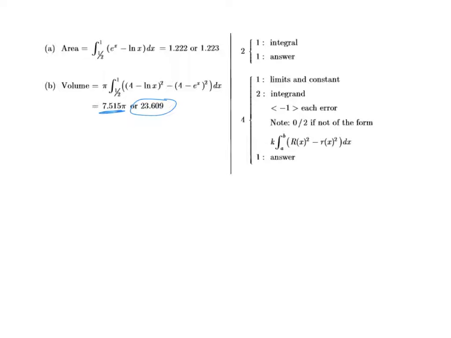Notice the way that this is graded. Just putting in the integral gets you 1 point. The limits and the constant, so you need both the 1/2, the 1, and the pi, to get that point. The integrand, so you have to have this quantity squared minus 4 minus e to the x quantity squared. So those are the 2 points that you get. You won't get any points if it's not in this form. And then finally 1 point for the answer.